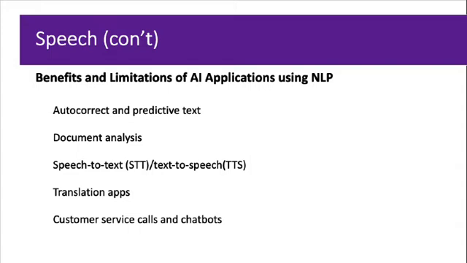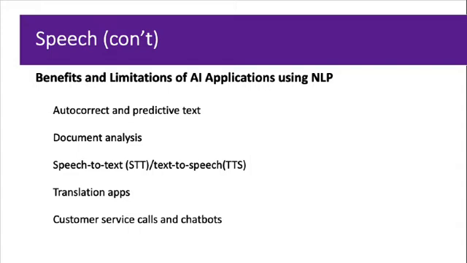Translation apps. Benefits. Translation apps translate spoken or written text from one language to another so that you can quickly understand the other language and communicate. Limitations are that the nuances and cultural differences between languages are not always detected, and your translation could be incorrect.